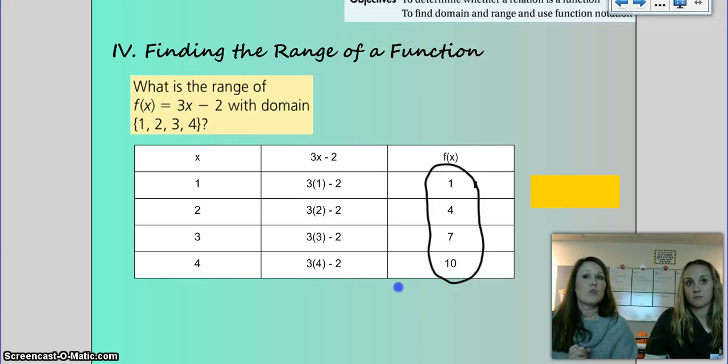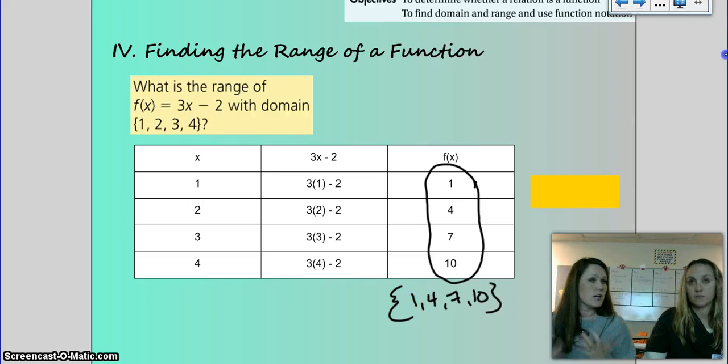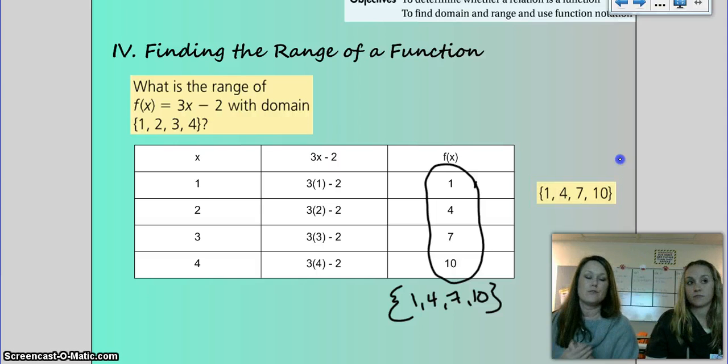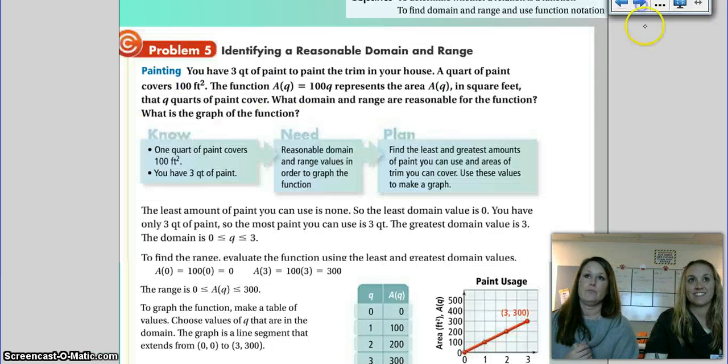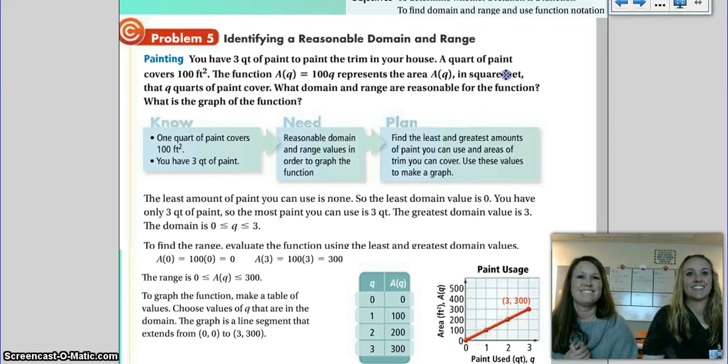That is my range, and I would write it with brackets. The lowest number is 1, then 4, then 7, then 10. I did not have any repeats. We're just making you write it a different way because we're mean. Now we're just applying it to a real world problem.